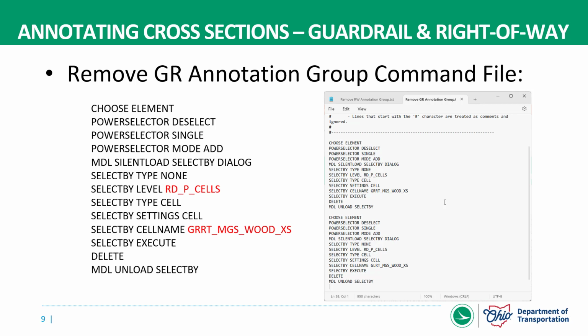Here's an example of the key-ins used, again, which use the select by command to select the guardrail cells that are placed on the RDP cells level. Again, the first couple of lines just clear and reset the power selector settings for a fresh start. Then set the select by settings to choose the cells that are placed on the RDP cells level. Notice each guardrail cell name needs to be specified individually. So you can copy and paste the entire section and then modify the cell name field.